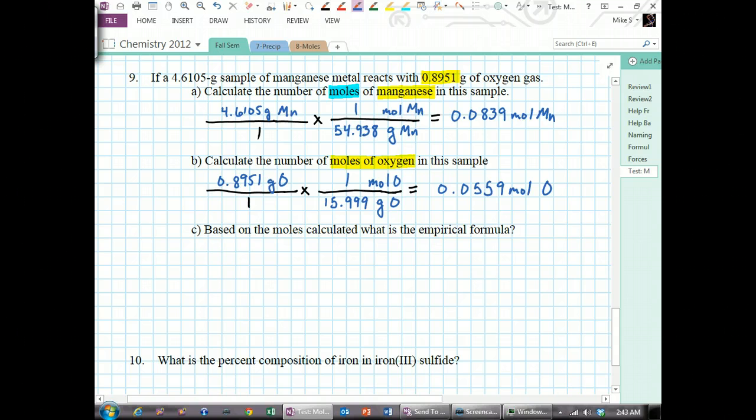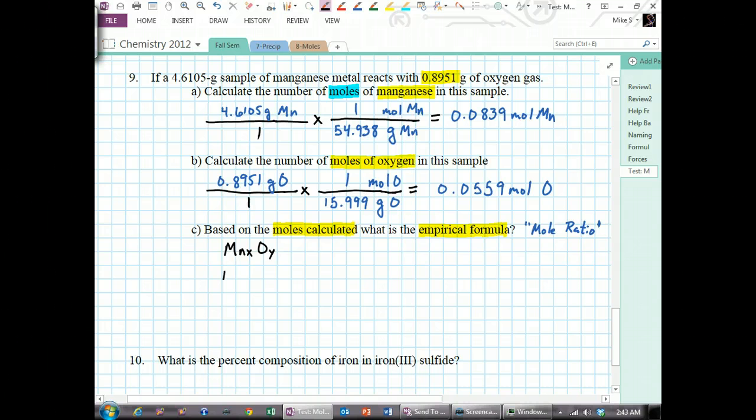Now, the third part of this question, based on the moles calculated, what is the empirical formula? When you think of empirical formula, what I want you to think of is mole ratio. The empirical formula is showing us what's the ratio between the two elements. In this case, we have manganese and we have oxygen. Now, this is a generic way of writing the empirical formula.